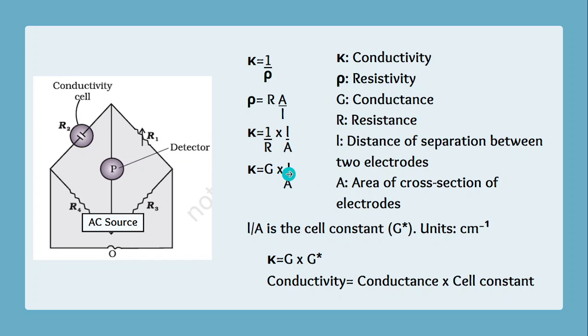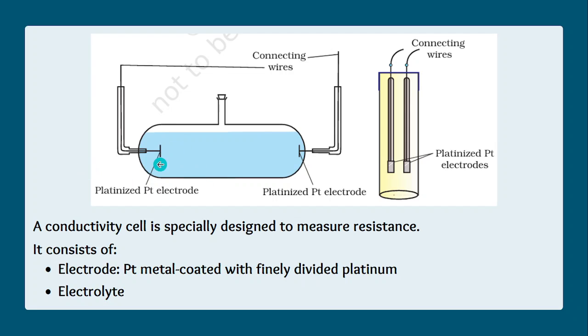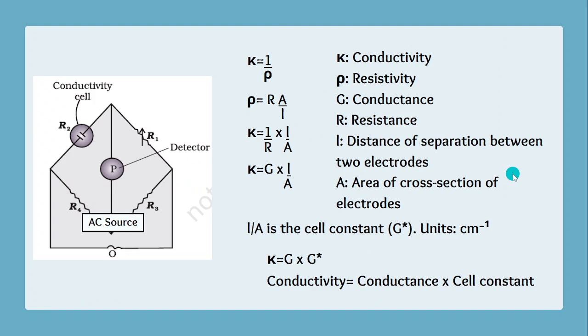The letter L represents the distance of separation between the two electrodes. Essentially, the distance of separation between the two electrodes is shown by the letter L. And the A that we're talking about is the area of cross section of the electrodes. So we have two things, the length and the area. The length is the distance between the two electrodes. The area is the area of cross section of each of these electrodes.